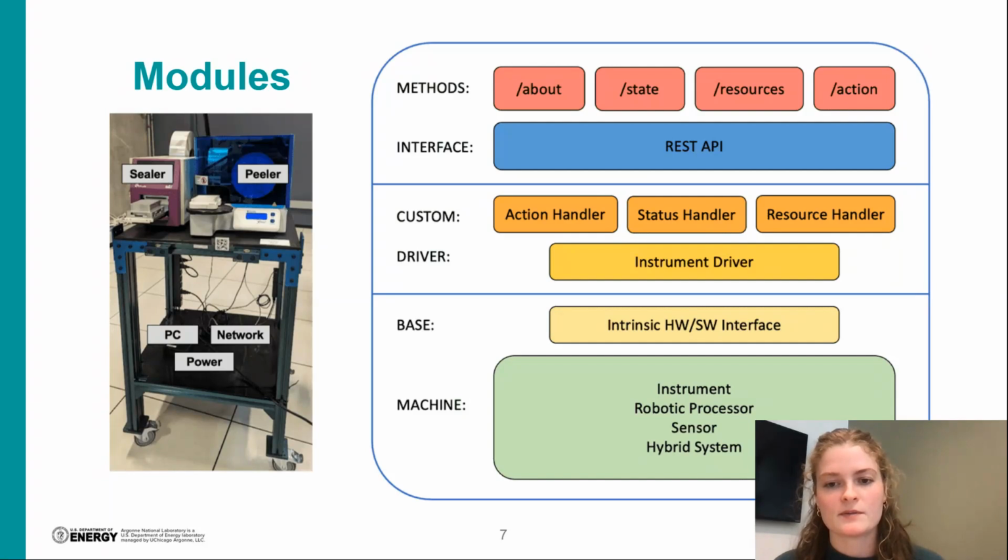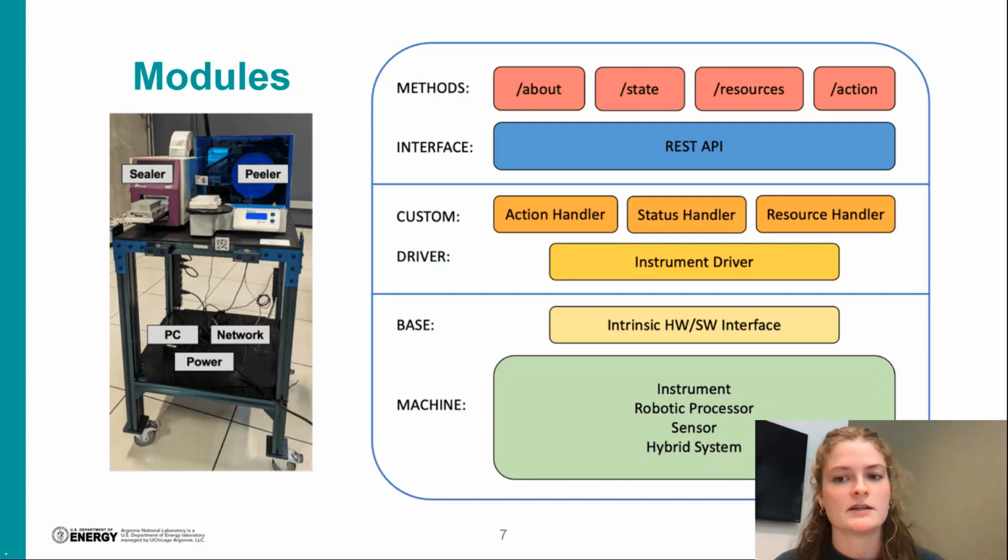Okay, so on the diagram to the right, we can see at the very bottom, the green, we have the machine. So the base layer is just the machine itself. In this case, it would be a peeler. Then you have the intrinsic hardware software interface. For the peeler, that's just a USB connection. That's what I was talking about, the base layer communication in the previous slide. And then above that, you'll have the instrument driver. So that's what will send the communication across that USB connection.